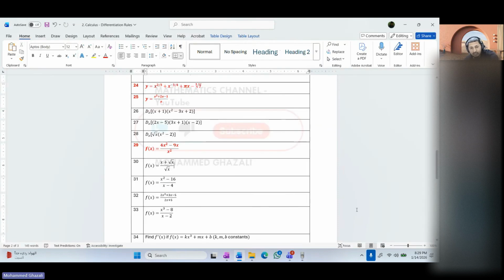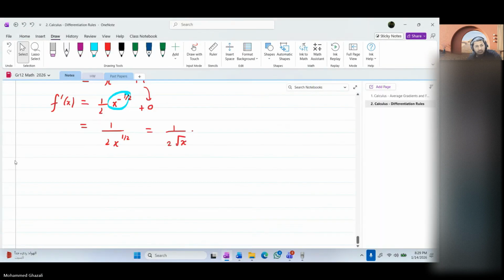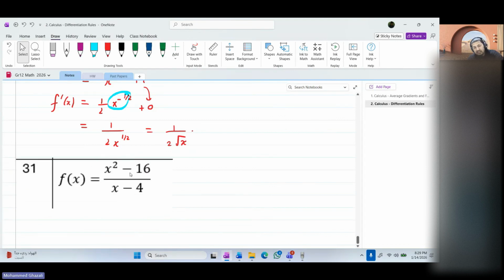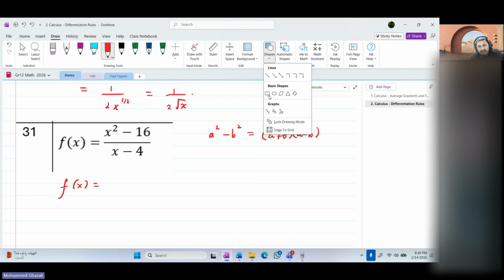So let's have a look at that example there, which is number 31. Now, this is a case where we can't split this over this, right? So we've got to factorize and solve. It's very simple. F of x is equal to x squared minus 16. That is a difference of two squares. It's like this formula here, a squared minus b squared. What's a squared minus b squared? A plus b, a minus b. That's the form that we have here.